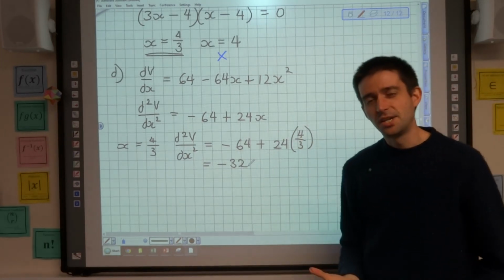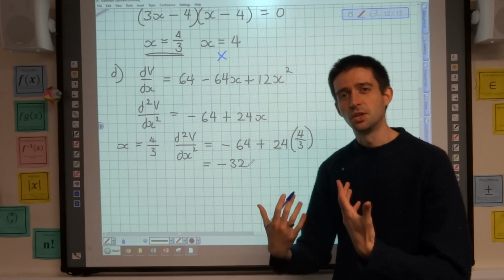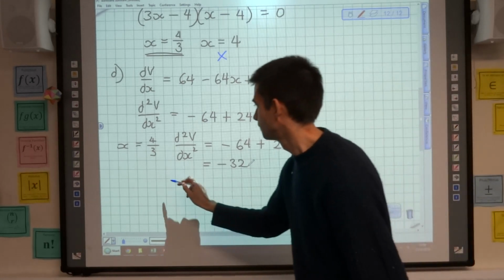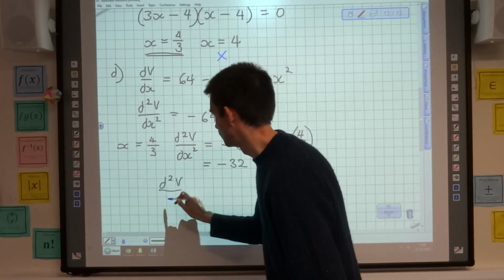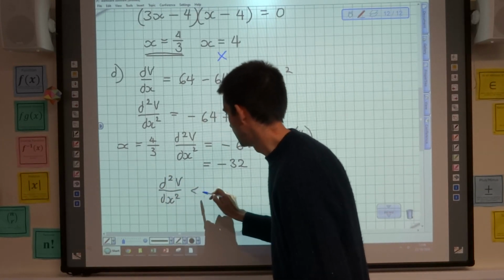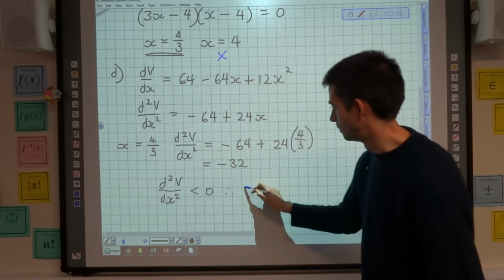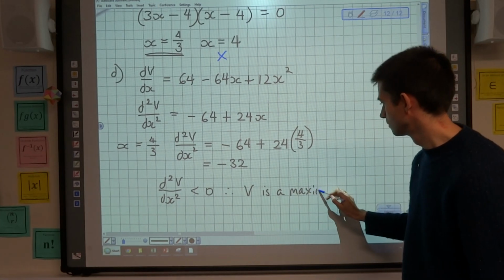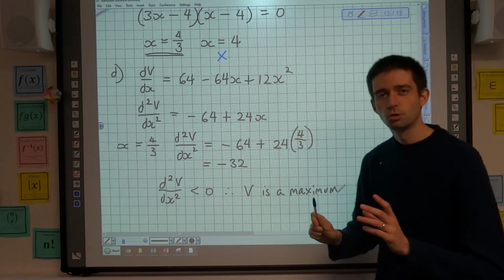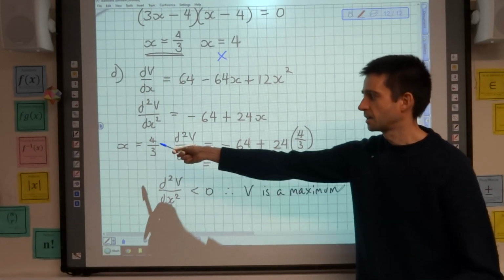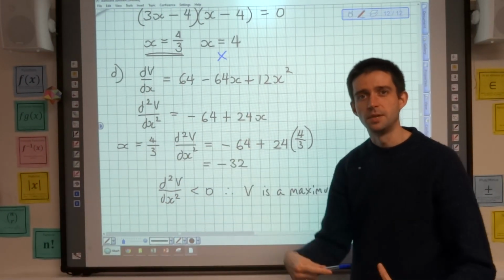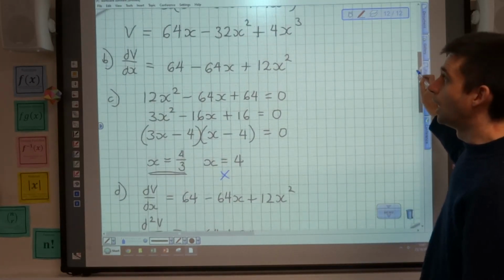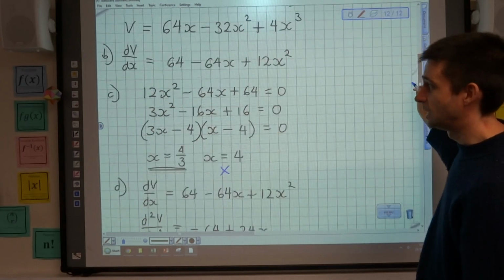And that comes out as negative 32. Now the fact that I've got a negative value for my second derivative means that the value of v is a maximum for that value of x. So I would write that the second derivative is less than 0, therefore v is a maximum. Crucially, it's not x that's the maximum, because x is giving us a value to sub in to find v, and it's v that is the maximum. And part E is saying find the maximum value of v.